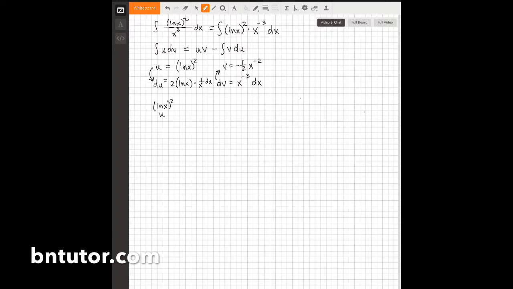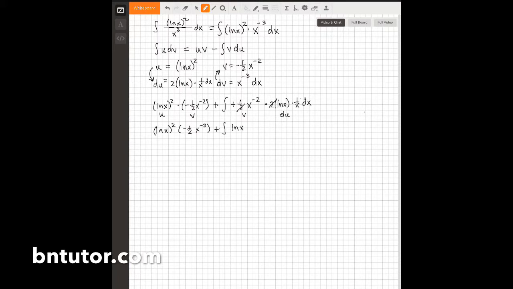We can take these values and put them into the integration by parts formula: u times v minus the integral of v times du. We'll do a couple of quick algebraic simplifications here. First, notice we have two negative signs, so we'll change that to a plus. And notice that the 1/2 cancels out with the 2. This will give us a simpler integral to work with from here on. The simplified expression is the natural log of x times x to the negative 3 dx.